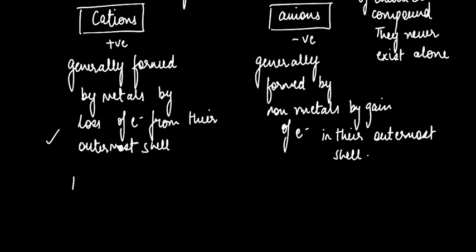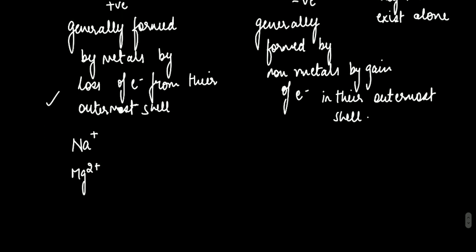Now I'm going to write the charge, Na plus. Now this charge, what I'm writing for certain elements, magnesium 2 plus, we actually call them divalent. Divalent means their valency is 2. So I can write sodium as monovalent, so its valency is 1. Monovalent, divalent, trivalent, valency 3, tetravalent, valency 4, like that.